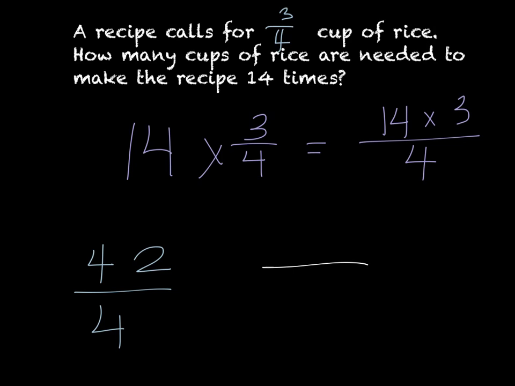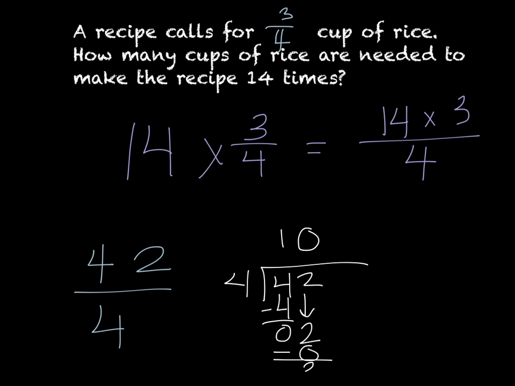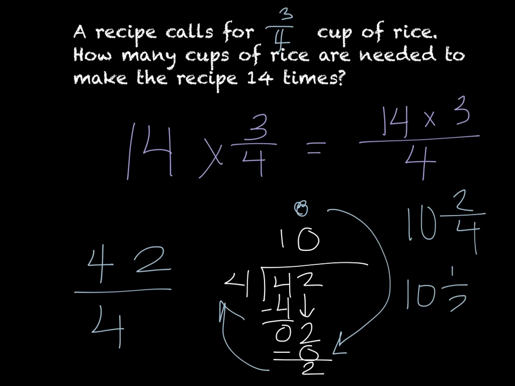We will now divide to convert our improper fraction into a mixed number. 4 goes into 4 once to get 4. We subtract to get 0 and bring down our 2. 4 cannot go into 2, so we put a 0, and we take 4 times 0 equals 0, and we subtract to get 2. Now we can go around the clock to get our mixed number. So we would get 10 and 2/4, which would simplify to 10 and 1/2. So if I had room, I would write out my sentence, which you should do, which would say 10 1/2 cups of rice are needed to make the recipe 14 times.